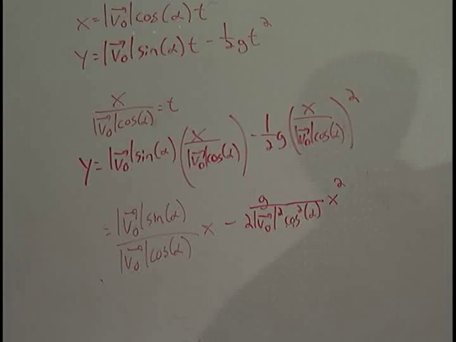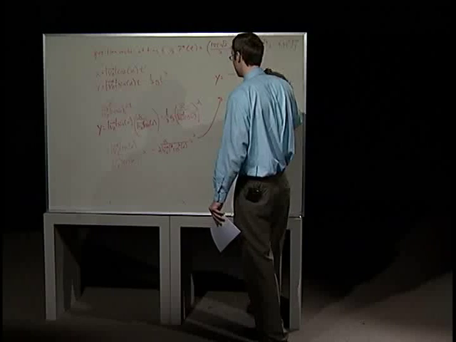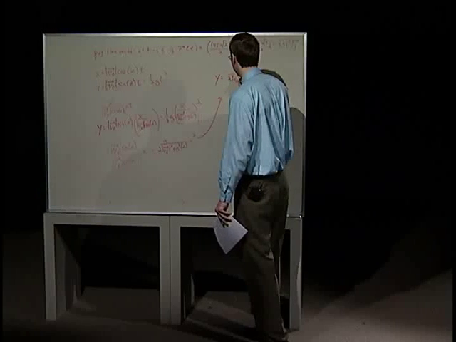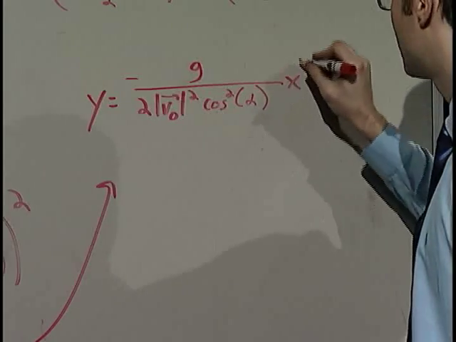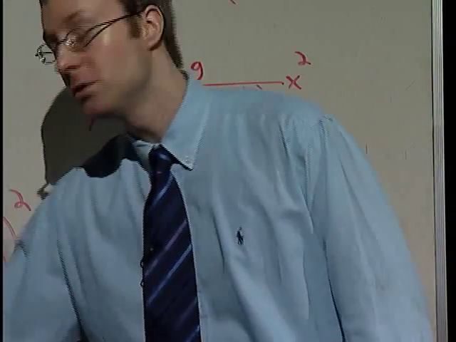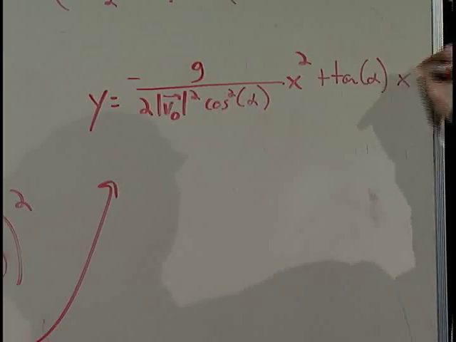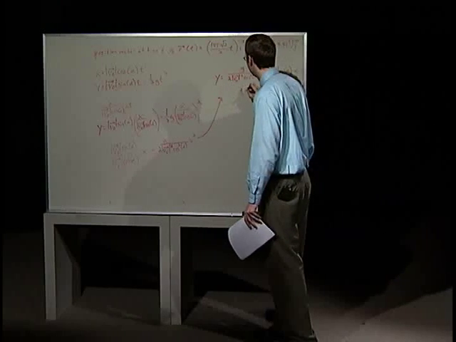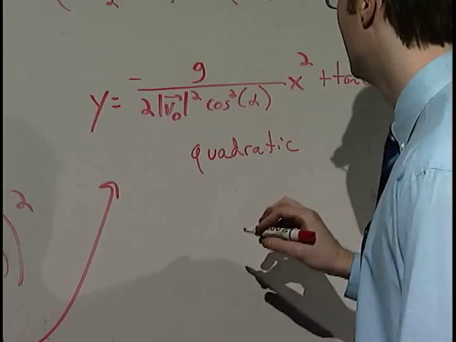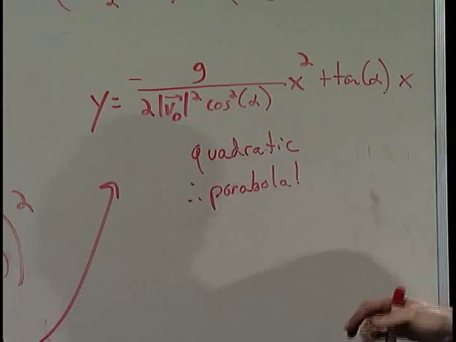Okay, is that what I've got? Looks good, yeah, sure. So now let's rewrite this up here. So we get y equals negative g over 2 v naught squared cosine squared alpha. And that's the x squared term. The v naughts over here will cancel. Sine over cosine is tangent. So we get plus tangent alpha x. And hey, lo and behold, that is an equation that is quadratic. So this is quadratic, right? And therefore it graphs a parabola, right?